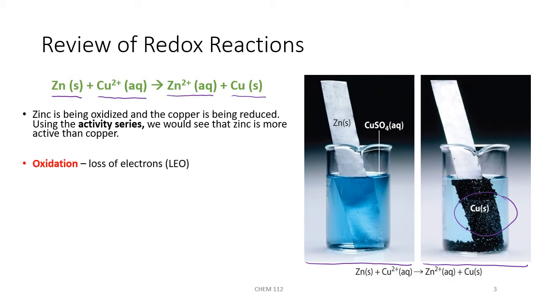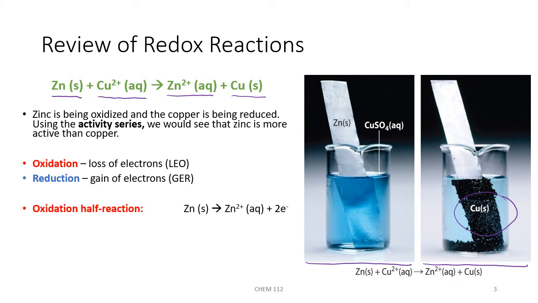And from there, we could write two essentially half reactions. So just for review purposes, the definition of oxidation is loss of electrons, and you can remember that with the acronym LEO. The definition of reduction is gain of electrons, and you can remember that with GER. So Leo the lion says GER. Oxidation is loss. Reduction is gain. And once you know those definitions and you commit them to memory, it's pretty straightforward to figure out who's being oxidized and who's being reduced in a redox reaction.